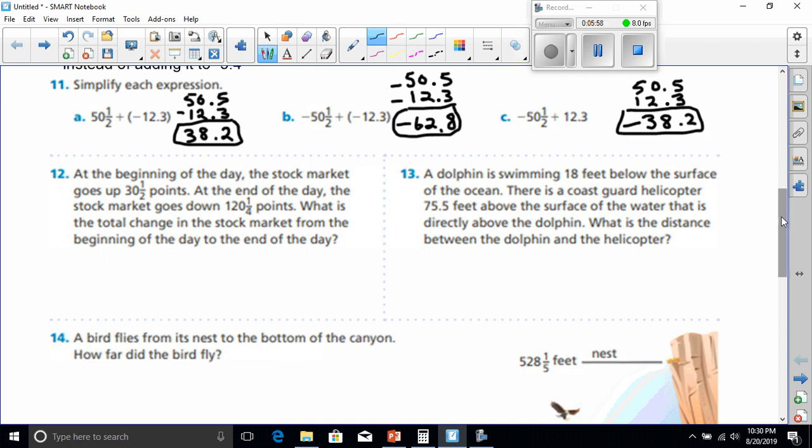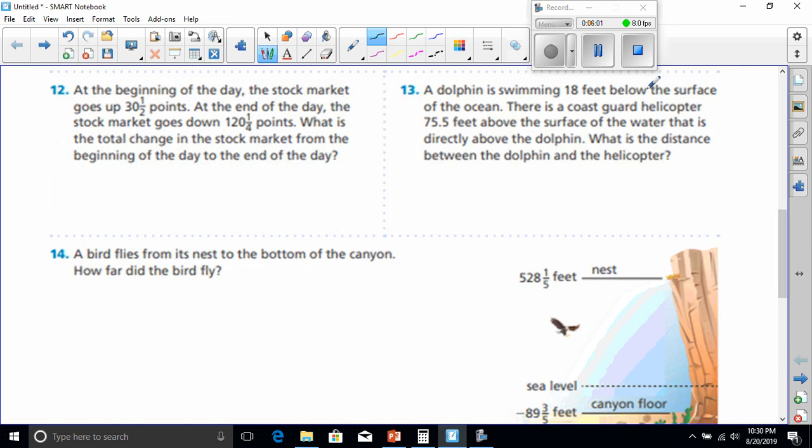All right, let's hop on down to number 13. A dolphin swimming 18 feet below the surface of the ocean. Let's just pretend this is the ocean. And he's way down here at 18 feet. There is a Coast Guard helicopter 75.5 feet above the surface of the water that is directly above the dolphin. So he's way up here at 75.5 feet. And they're saying, what is the distance between them? Well, now we have to cover that whole area between them. So we're going to have to add 18 to 75.5.